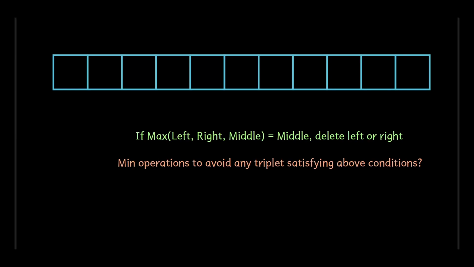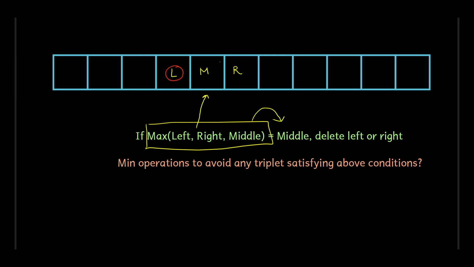You are given an array, and in one operation, you can pick any triplet. Suppose they are L, R, and M. And if this condition is satisfied, that is, the maximum value amongst these three integers is equal to the middle element, then you are allowed to delete either the left element, you can delete this element forever from the array, or you can delete the right element. You have an independent choice that you can make.